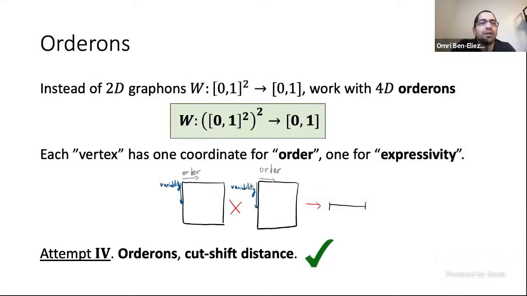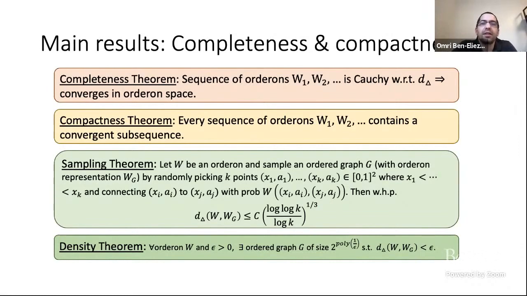And the limit object we devise is called an orderon. It is 4-dimensional rather than 2-dimensional, as is the case for graphons. And this is because we need to represent each vertex by 2 coordinates: one that describes its location in the linear ordering, and then another one that provides some sense of expressivity. And finally, orderons with the cut shift distance are sufficient to develop a limit theory for ordered graphs. And we proved several results that constitute this kind of limit theory.